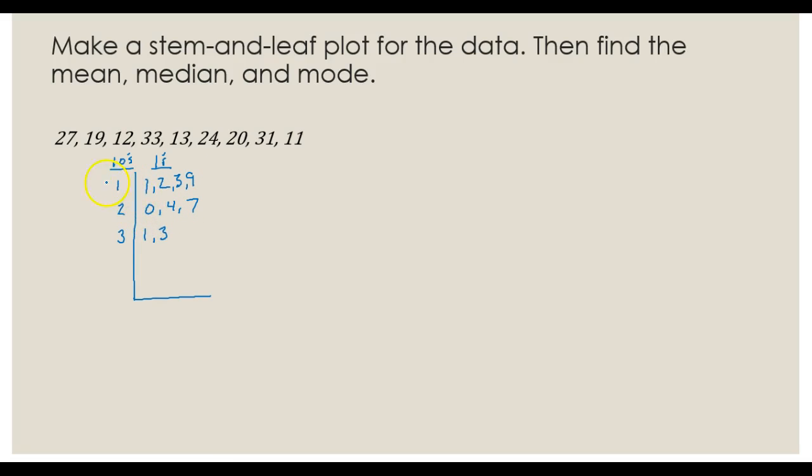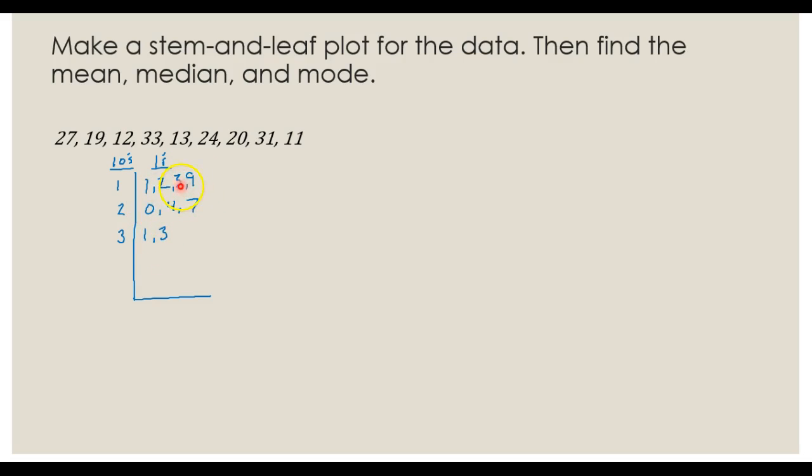So now, this is my pointer here. This means 1, 1, that's 11. And then the 2 here means 1, 2, which is 12. And then the 3 means 1, 3, 13, and the 9 means 1, 9, 19. So we can see that there's 4 numbers in the tens group, and then there's 3 in the 20s, a 20, 24, and a 27, and then the 31 and 33. So we've got them all ordered here because I put these in order.